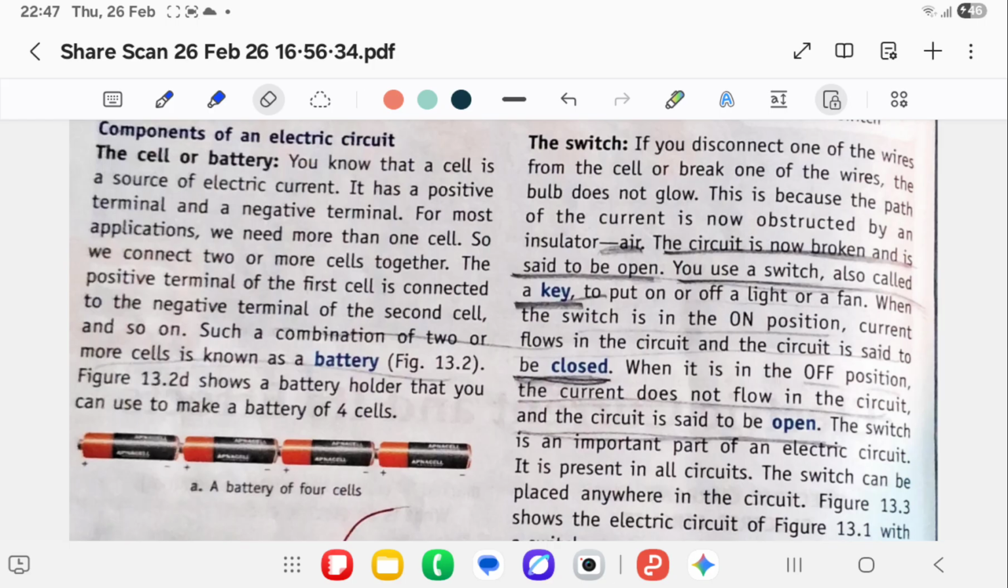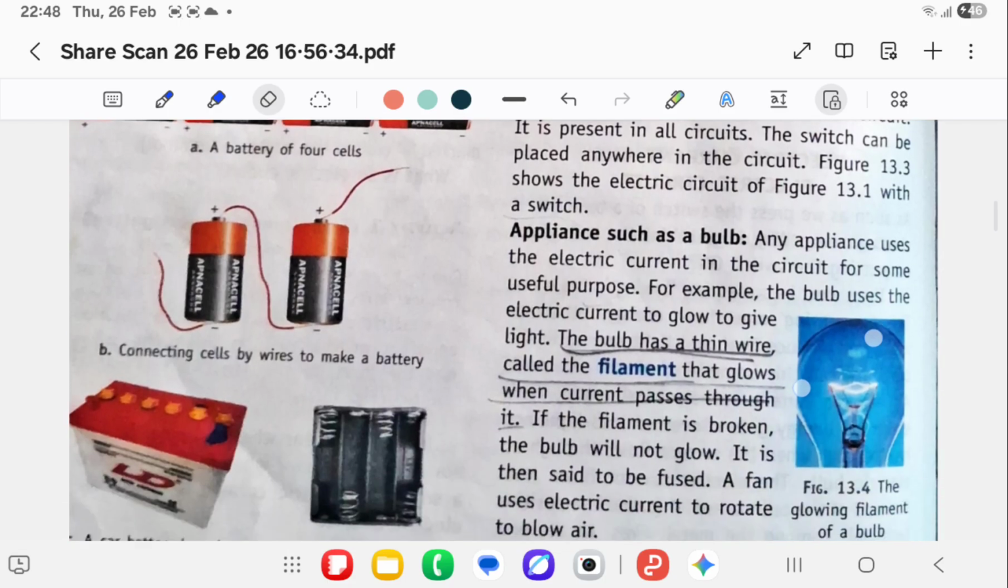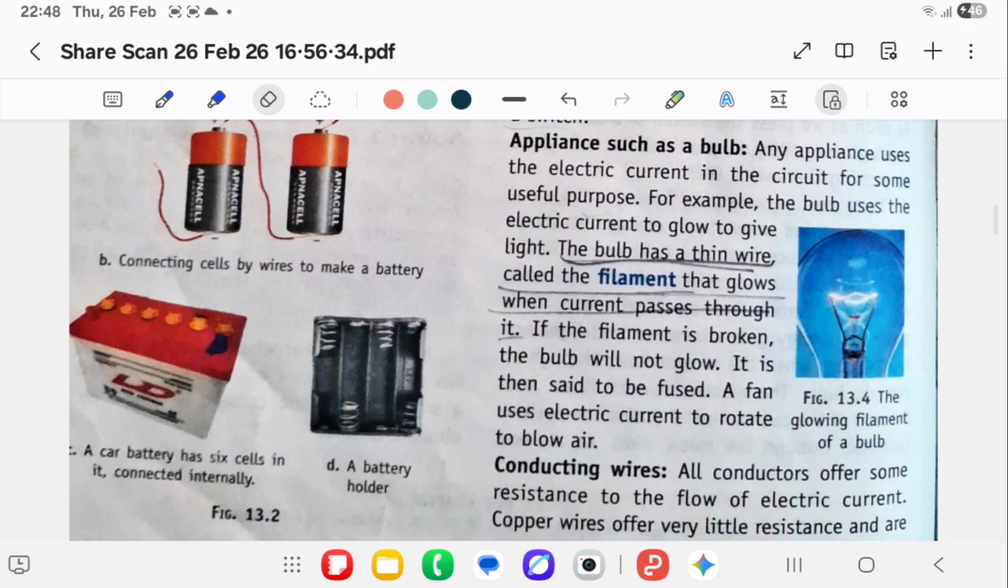When the switch is off, the circuit is open and the current is not flowing to the appliances. Whenever you switch it on, the circuit is closed and the current is flowing through the circuit to your appliance. The next is your appliance, whichever you are providing your electric current to, like simply your bulb, your rod, all these are known as your appliances. Now if I say about your bulb, it is glowing. So what is the part that is making it glow? It is known as your filament. The thin wire that you can see inside your bulbs is known as the filament that helps us to glow the bulb.